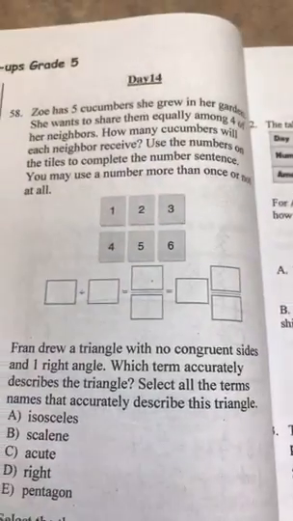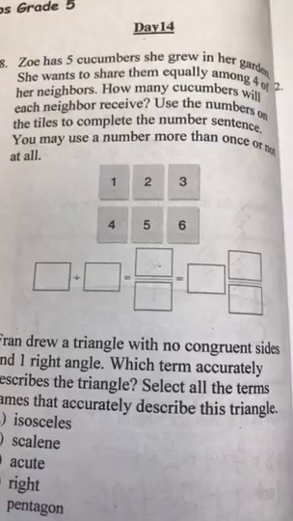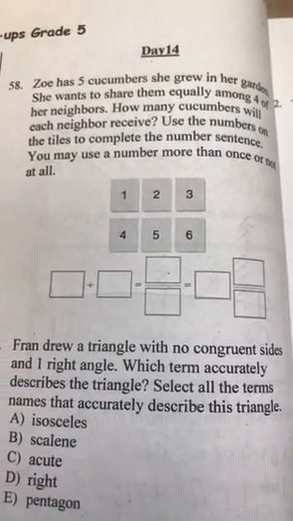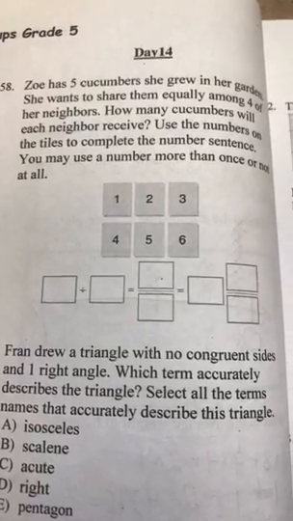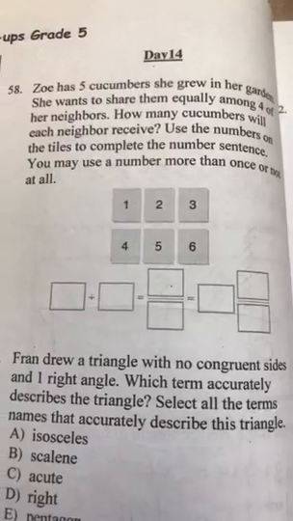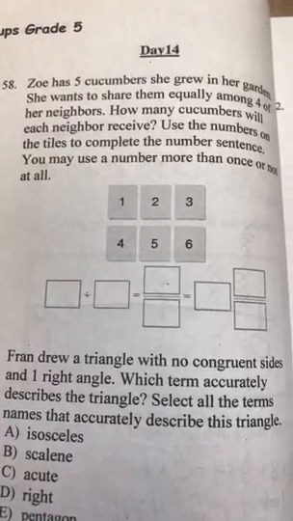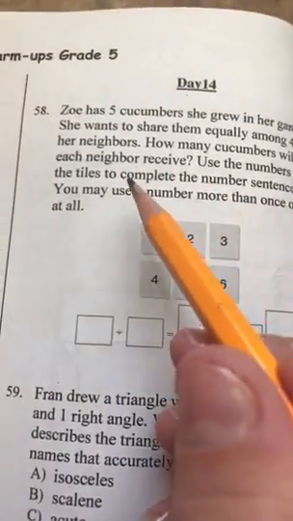All right, so let's go through your FSA review packet. We're going to be looking at days 14 and day 15. So question number 58 on day 14 says, Zoe has 5 cucumbers she grew in her garden. She wants to share them equally among 4 of her neighbors. How many cucumbers will each neighbor receive? Use the numbers on the tiles.